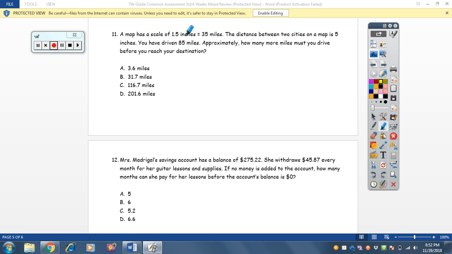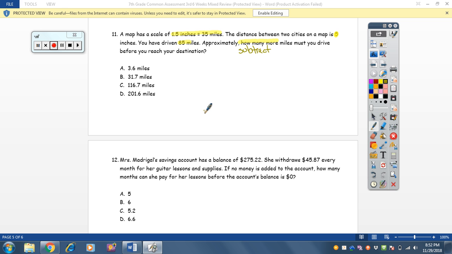A map has a scale of 1.5 inches equals 35 miles. The distance between two cities on a map is 5 inches. You have driven 85 miles. Approximately how many more miles must you drive before you reach your destination? How many more? Yep, you got to subtract.